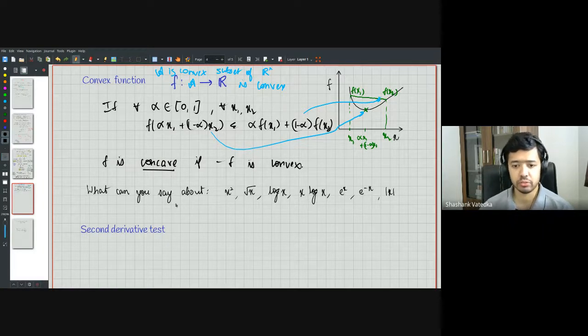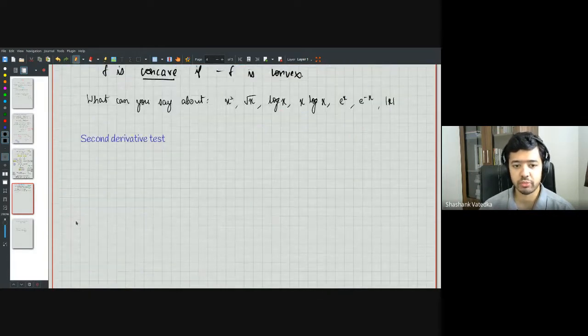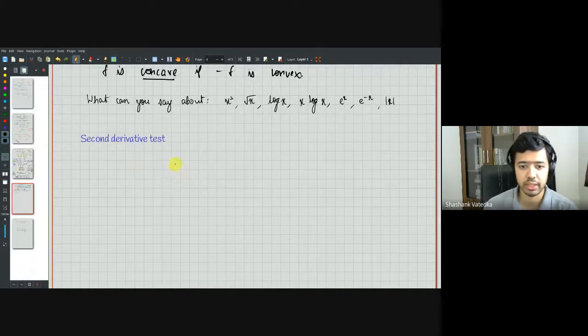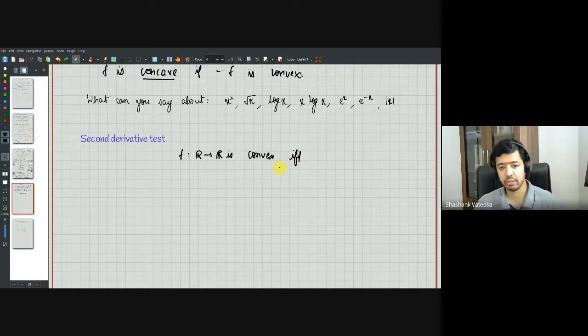All right. So think about all of these functions. So it's good to know which of these functions are convex and which of them are concave, because we'll be using them later on. All right. So one test for whether a function is convex or concave is the following. So it's by evaluating the second derivative. So f from R to R, suppose that both the first and the second derivatives of f exist. Then when do you say that this is convex?